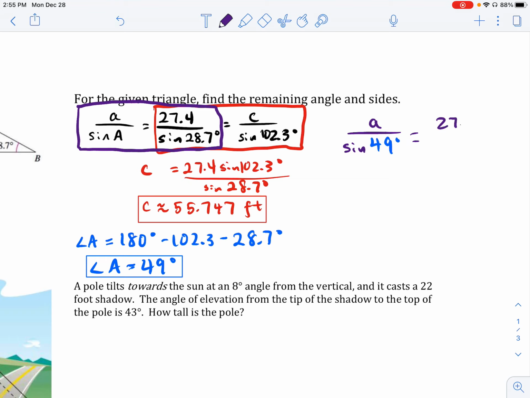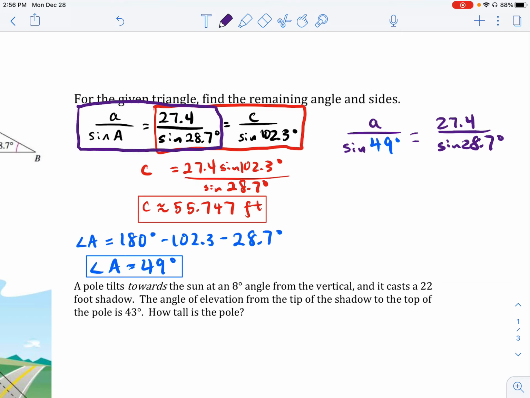So we got 27.4 over the sine of 28.7 degrees. And again, if you just set up that ratio for me and you went right into what A is equal to, I would be fine with that. Just make sure you understand how you were getting there. We're going to just cross multiply.